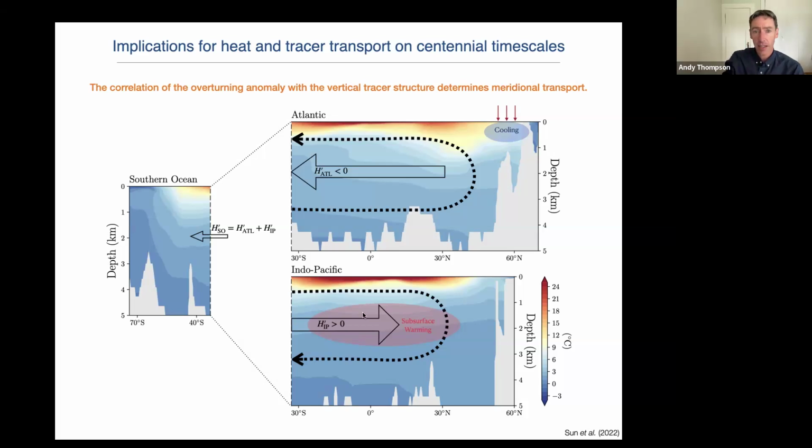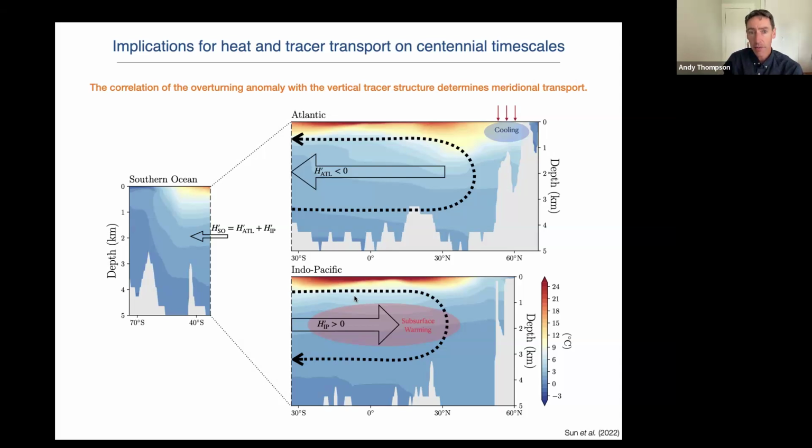So here I'm showing a schematic which shows on the left-hand side a picture of the Southern Ocean and the temperature distribution in the Southern Ocean. And then on the right-hand side, the upper panel is the Atlantic Basin, the lower panel is the Indo-Pacific Basin, and the dotted lines are showing the perturbation stream function that arises from a warming of the atmosphere. So in the Atlantic, we see a counterclockwise anomaly, and in the Indo-Pacific, we have a clockwise anomaly.